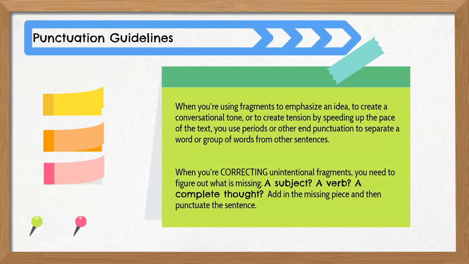So when you're using fragments to emphasize an idea, to create a conversational tone, or to create tension by speeding up the pace of the text, you use periods or other end punctuation to separate a word or group of words from other sentences. But when you're correcting unintentional fragments, you need to figure out what's missing. Subject, verb, complete thought. Then you add in the missing piece and punctuate the sentence with your end punctuation: period, question mark, or exclamation point.